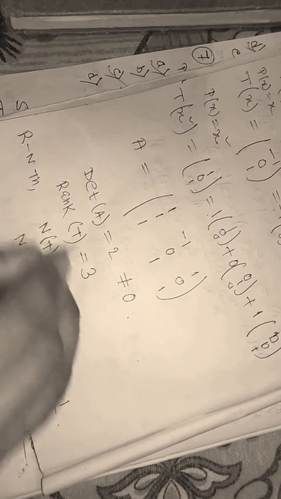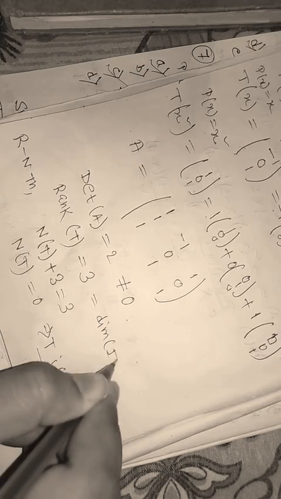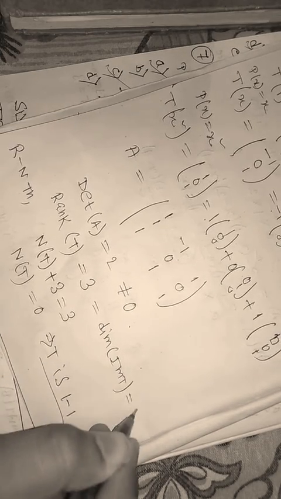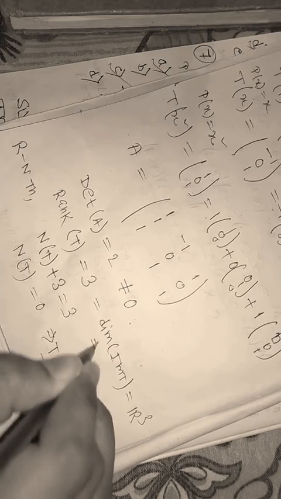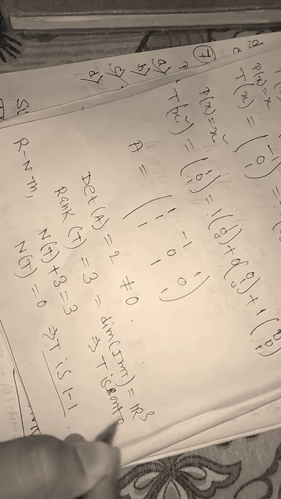Here it is given to check whether T is onto. The rank of T is 3, that means the dimension of the image of T is 3, which is also R3. So this will be the same, so T is onto. So option B is true.